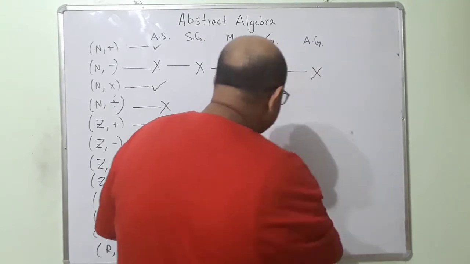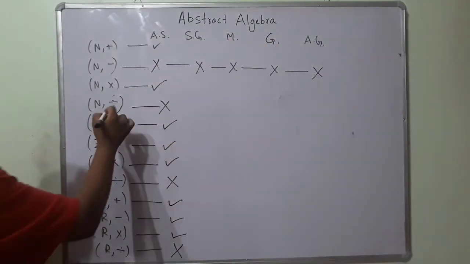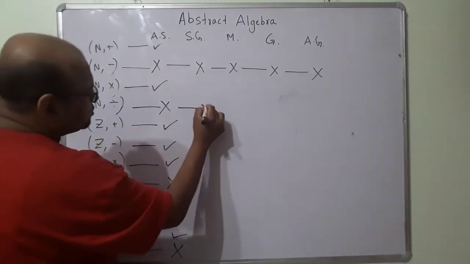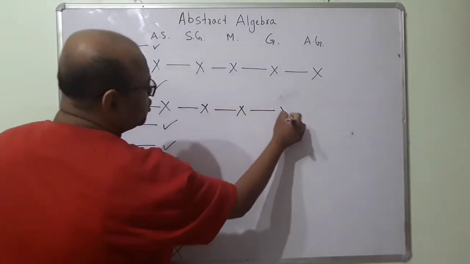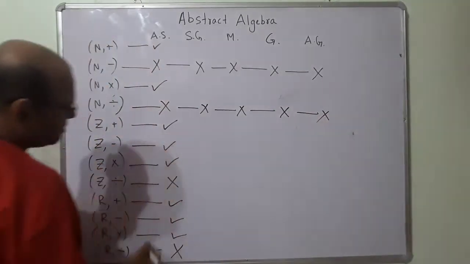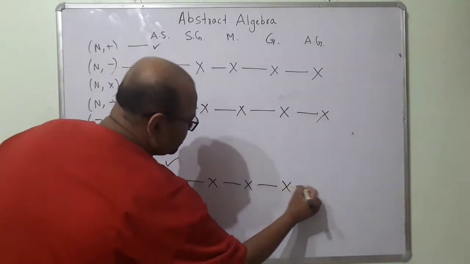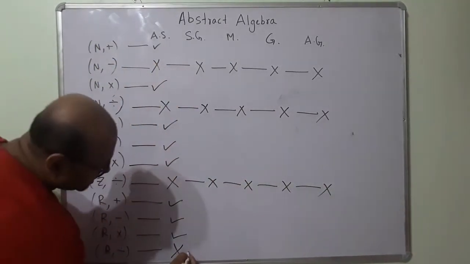So what do I know now? I know this natural number and divide is not an algebraic structure, so this cannot be a semi-group, cannot be a monoid, cannot be a group, cannot be an abelian group. Similarly, I can simply mark this. This cannot be on this.